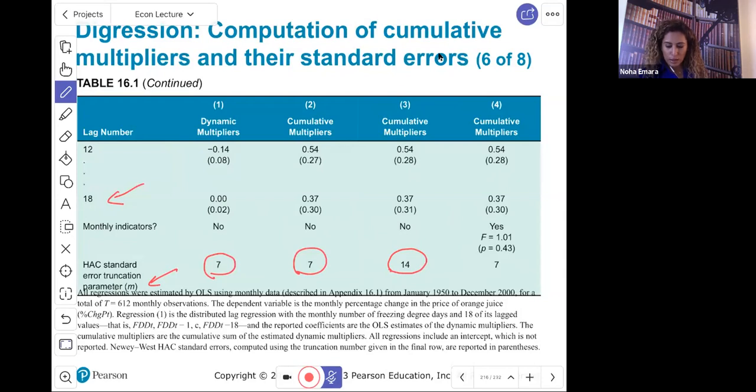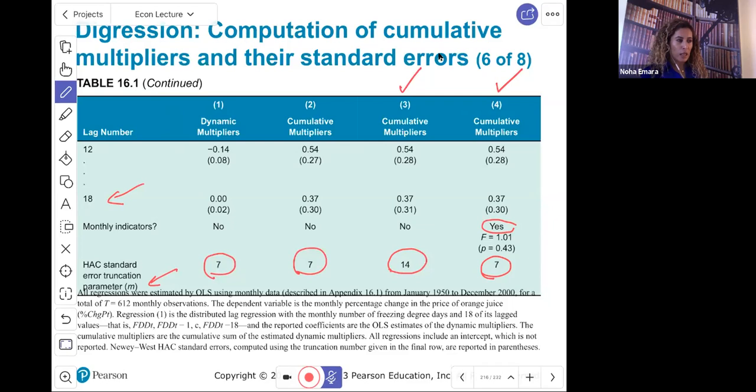Now, the fourth is sensitivity analysis two. The second sensitivity analysis was keeping the same truncation parameter of seven, but including monthly indicators. So I have dummies included in the model that refer to the months of the year: a dummy for January, for February, for March, for April, for May. I have 11 dummies. Remember, I'm saying 11 dummies because I still have the intercept included in the model. And I want to see, do I really need monthly dummies?